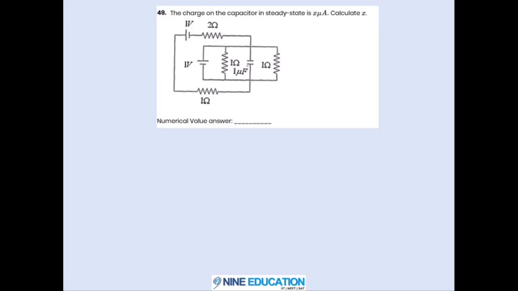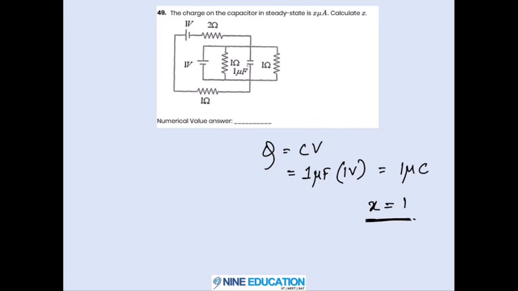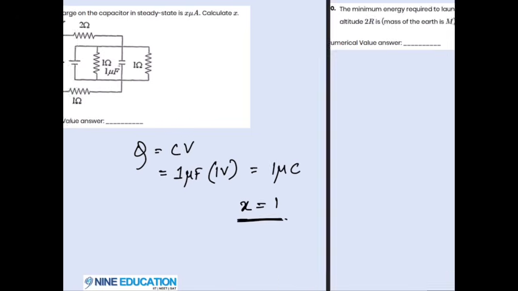Correct. So what is the charge on the capacitor? Charge on the capacitor is C into V. Capacitance is 1 microfarad, into potential difference across the capacitor, which is 1 volt. So that is 1 microcoulomb. Therefore, x is equal to 1 again. This is the simplest question. Moving on to the next.